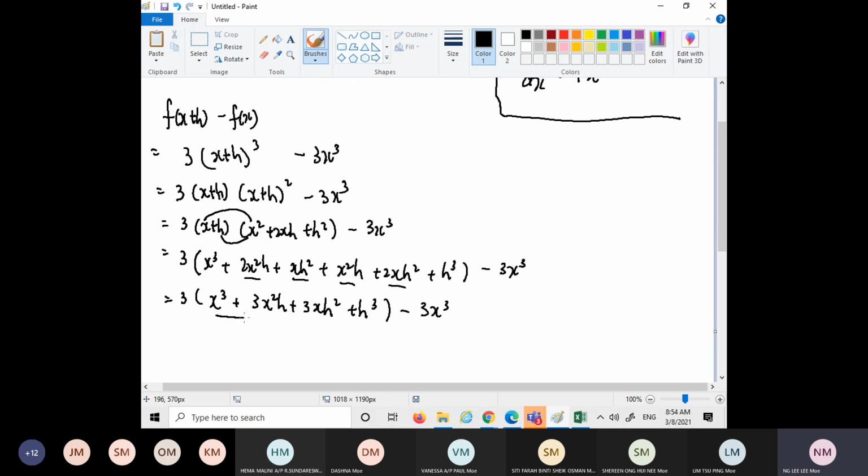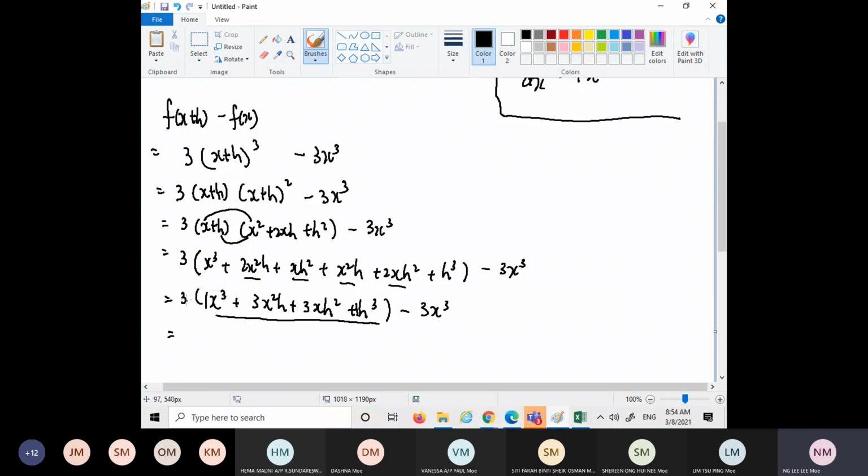Now you can compare this with just now the expansion. Correct or not? You see, here is 1, 3, 3, 1. Then the power of x decreases, then the power of h increases. So you can either use this method, if not then use just now the binomial expansion method.